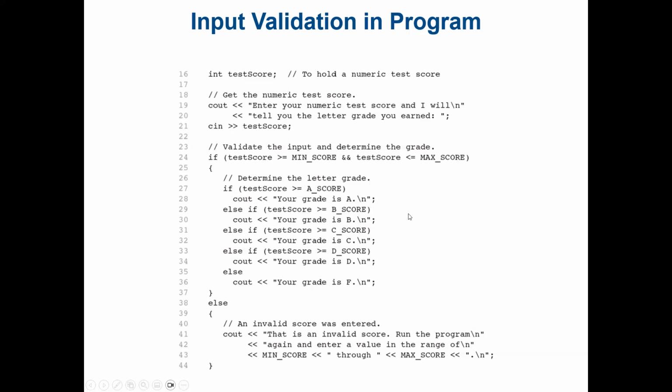Now, if a user enters 90, 90 is greater than the A score, so it will print. And if 90 is greater than the A score, the same 90 is also greater than the B score. But if we use if throughout, then it's going to test all the conditions. If the first condition is true, it's going to test the second condition, etc.